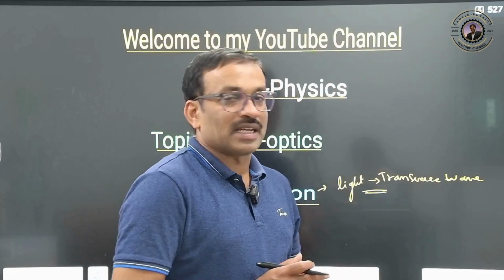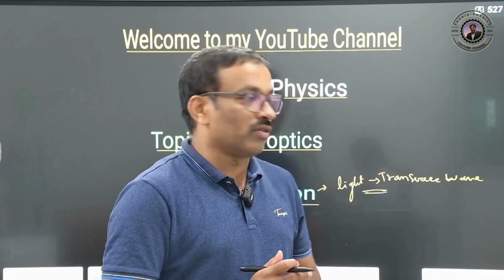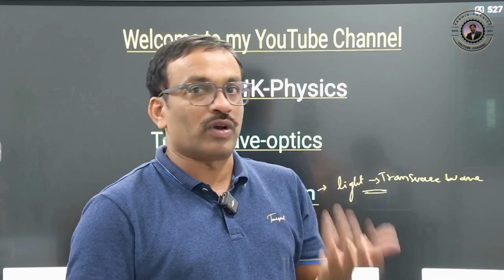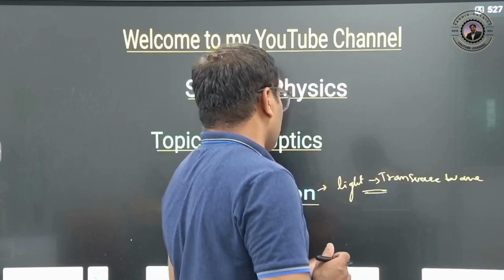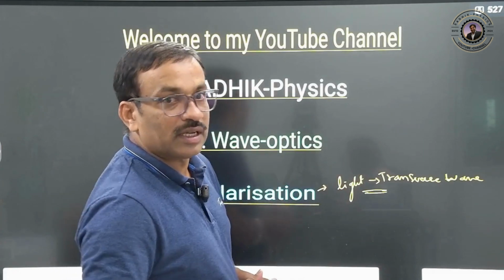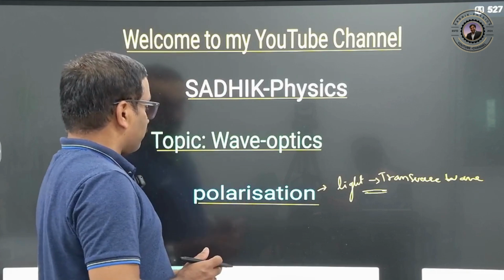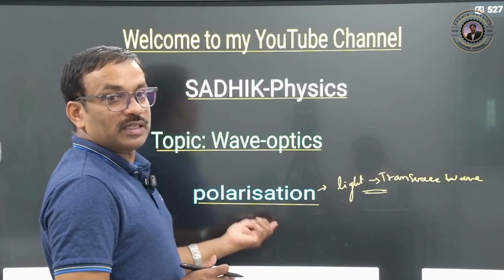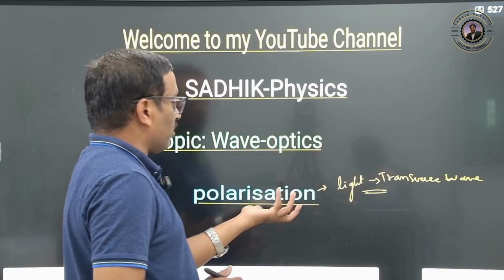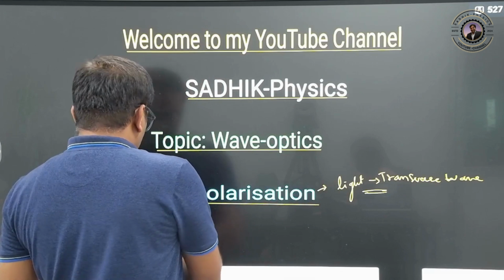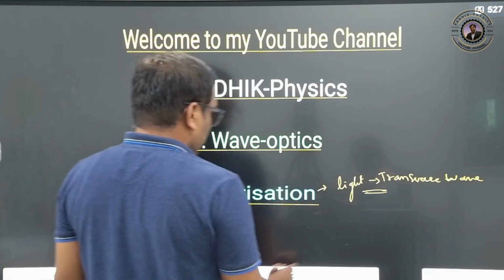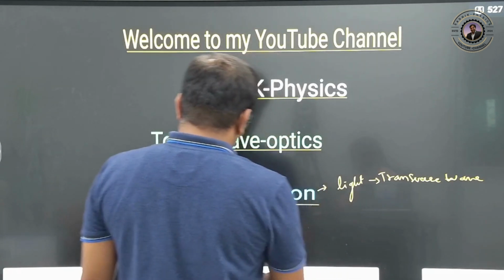First of all, let us understand what is meant by polarization, what is unpolarized light, and what is polarized light. From this you can understand that light is transverse in nature. Polarization cannot be done for sound waves, they will not show polarization. Light only shows it, and that's why light is said to be transverse in nature.